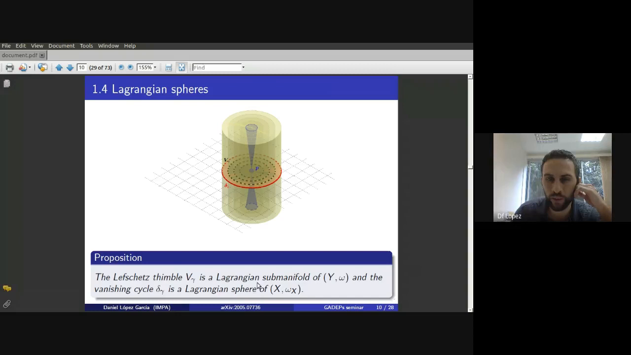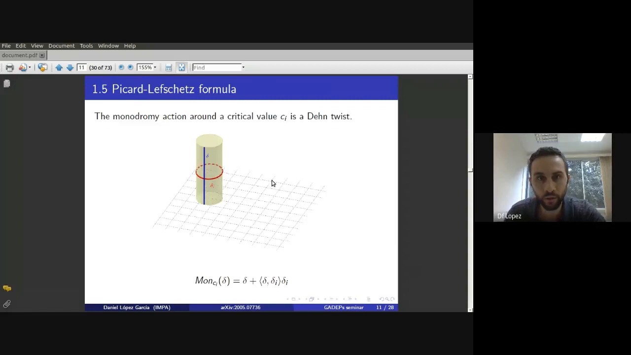We can show that this Lefschetz thimble is a submanifold of Y with the restriction of the Fubini-Study form, and this vanishing cycle is a Lagrangian sphere of the fiber with the restriction of the symplectic form to a fiber. So with these vanishing cycles and monodromy, we have another good formula, which is the Picard-Lefschetz formula, which gives us an explicit computation for the monodromy.